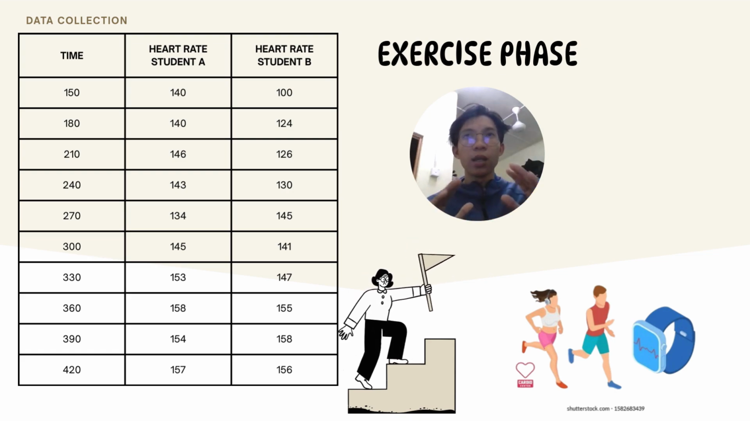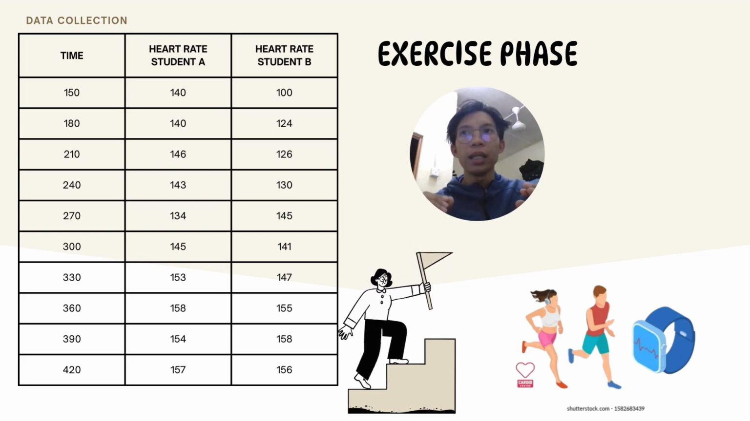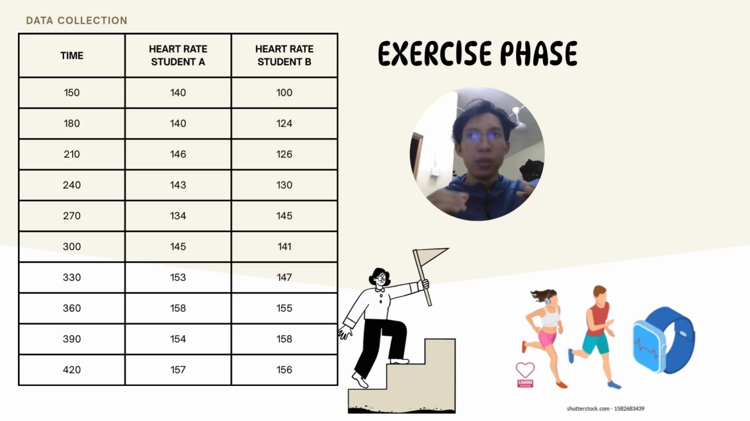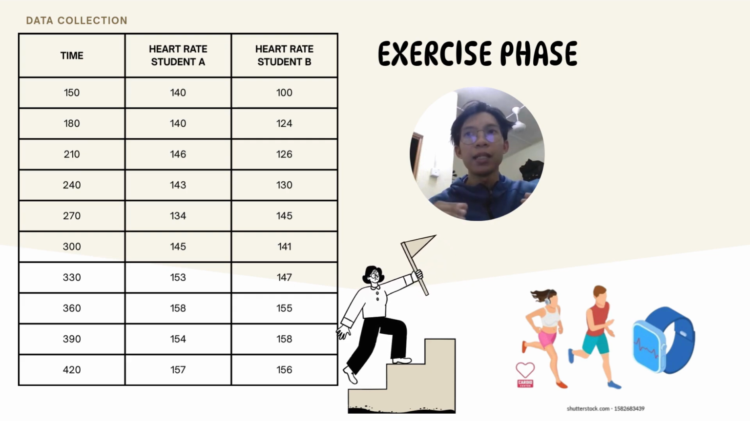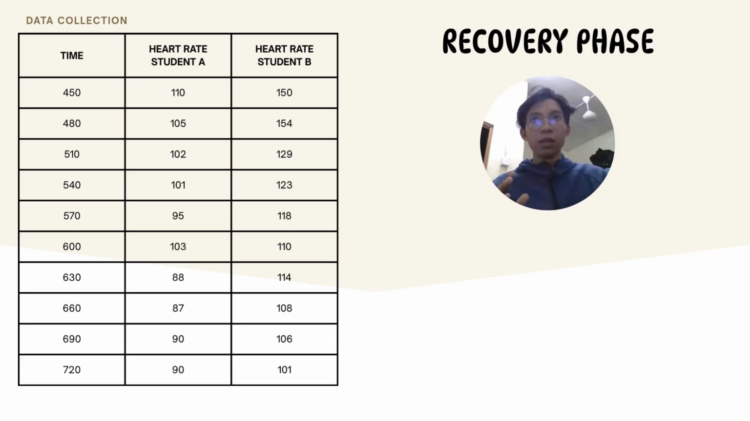During the exercise phase, both subjects perform stair climbing at a steady pace. At the start of the exercise, a sharp increase in heart rate was observed for both students. Student A's heart rate increased to approximately between 140 and 158 beats per minute, while student B shows slightly higher values, reaching up to around 160 beats per minute. The fluctuation in heart rate during this phase reflects changes in exercise intensity and the body's physiological response to physical activity.